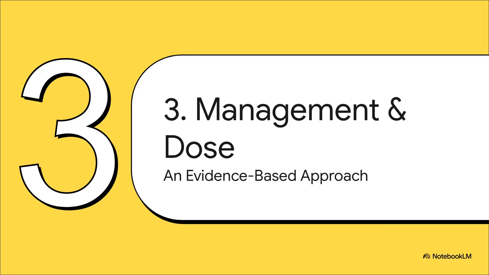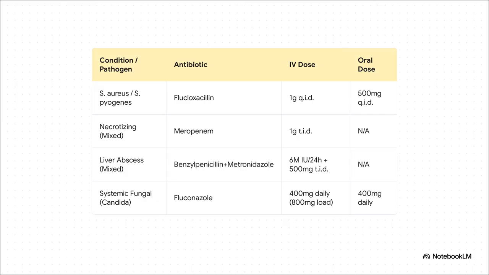Okay, Section 3. We've identified the bug. Now how do we treat it? Let's get into management and dosing. This table really paints a picture of how we escalate our attack. For a common bug, like S. aureus, something like flucloxacillin is a great go-to. But for a really nasty, necrotizing infection with multiple bugs, you've got to bring out the big guns, like meropenem.